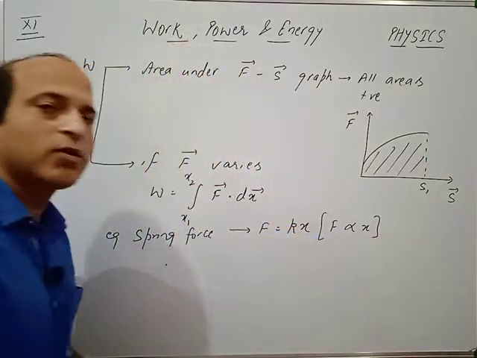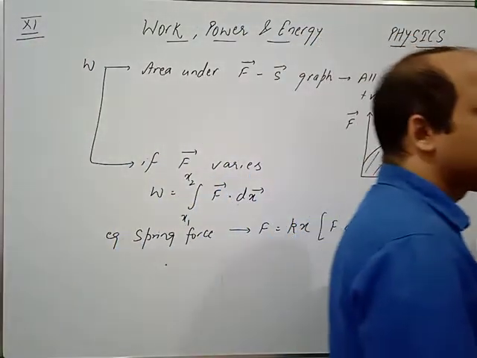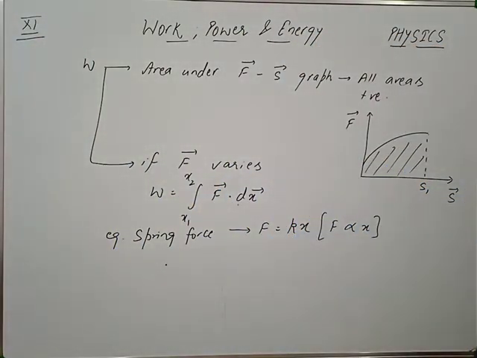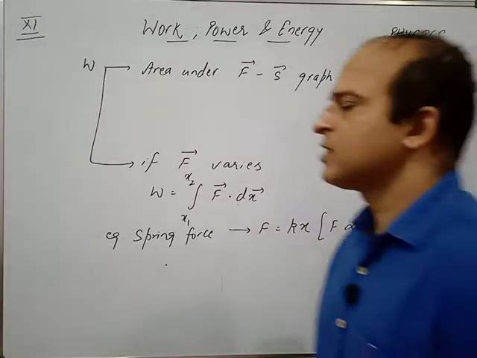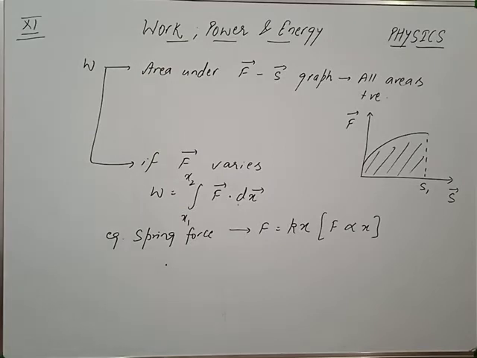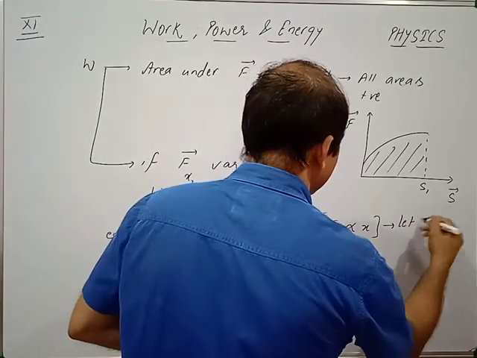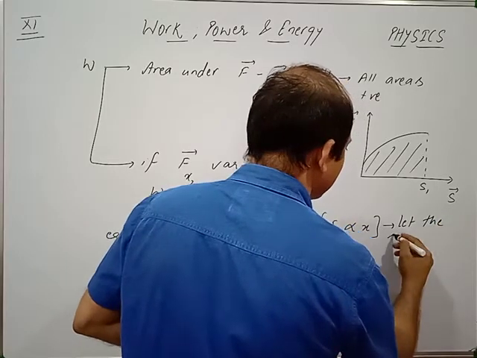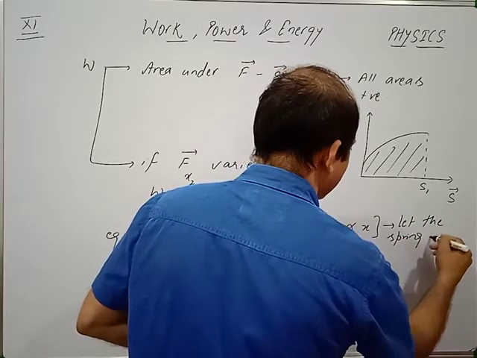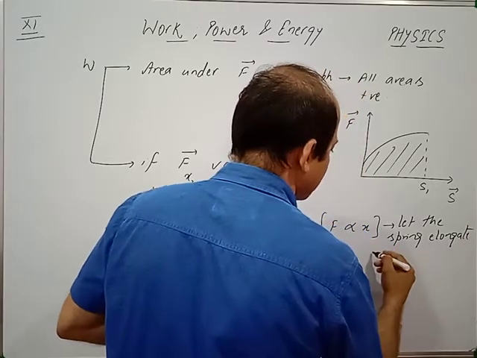K is constant, known as the spring constant, you know. But x we can alter, and if you alter x, that is the amount of compression or elongation, the value of force will change accordingly. So in this case, force is not constant, rather it is varying. What will you do if the force is varying? Simply, we are going to apply the integration method. Let the spring elongate from 0 to x. This will help us in putting up the limits.